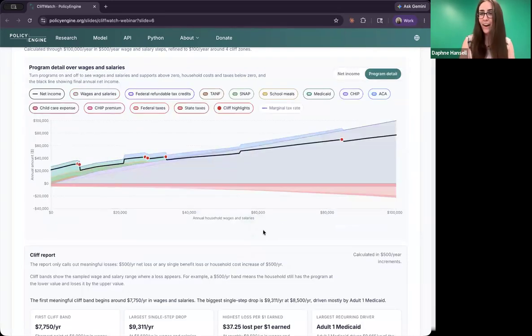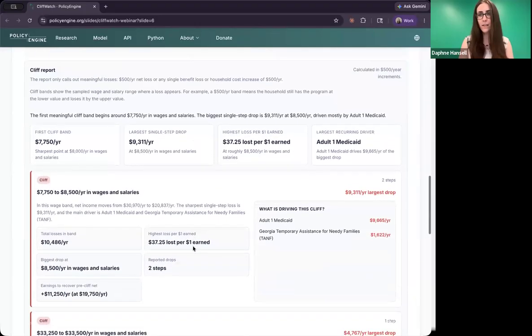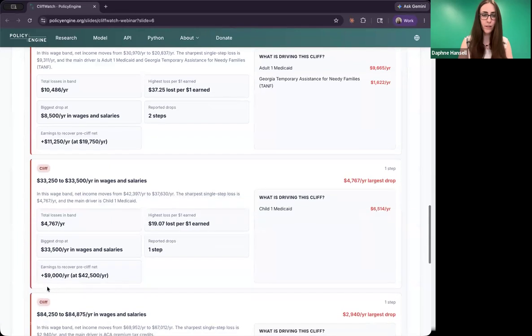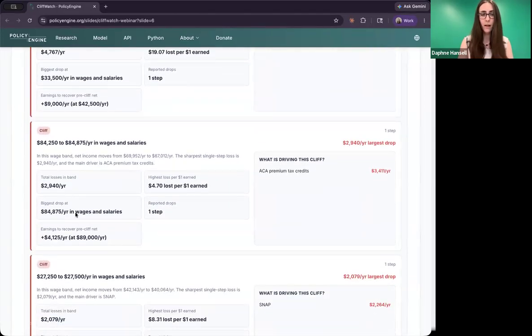We can see in this program detail all of these stacked on top of each other, the way these benefits can cluster around parts of the poverty line. The biggest cliff this household faces is the adult Medicaid combined with TANF, because those happen at a similar income band. You can see that the household needs to earn an additional $11,000 to get back to the point where they were before the cliff. The second cliff is the child losing Medicaid access as well. And the third cliff is the premium tax credits again.